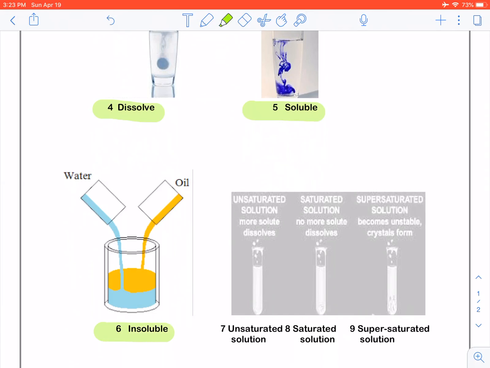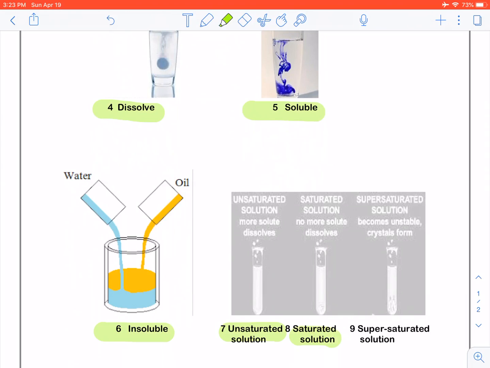Then we have unsaturated solution. So when you make a solution and you can add more of the solute in that solution, then it is an unsaturated solution. So the first one here is the unsaturated solution. Then a saturated solution is when no more of a solute can dissolve in a solution.